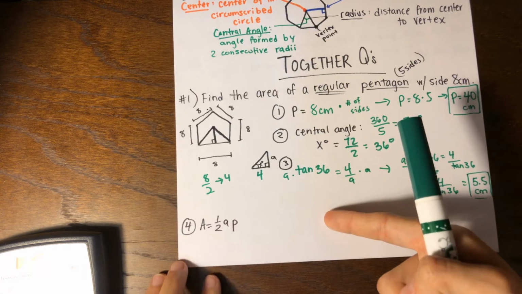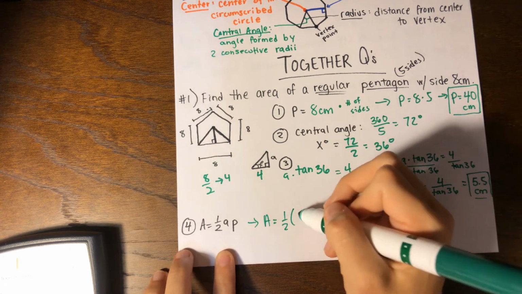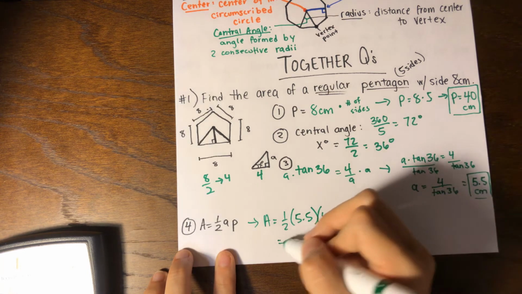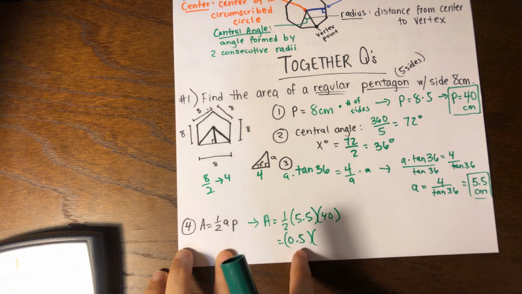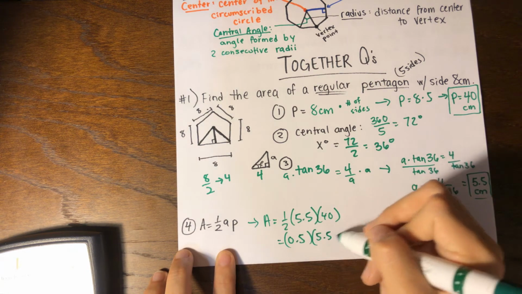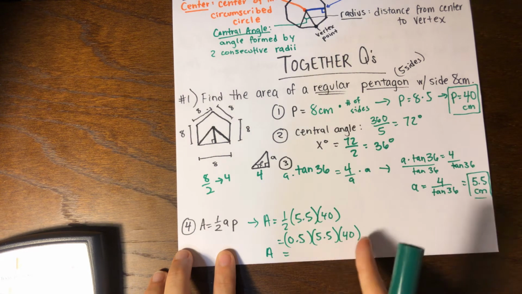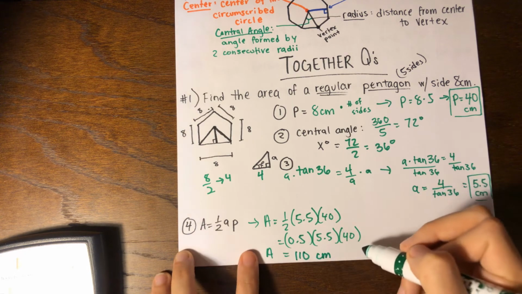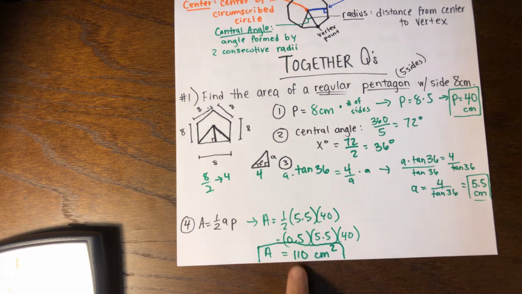So now I'm going to plug it into my formula. The area is equal to 1/2 times our a, which is 5.5, times our perimeter, which is 40. So I have 0.5, which is 1/2, since 1 divided by 2 is 0.5, times 5.5 times 40. When I multiply all these together, I'm going to get my area. 0.5 times 5.5 times 40 gives me 110 centimeters, and since we're talking about area, it's squared. That would be our answer.